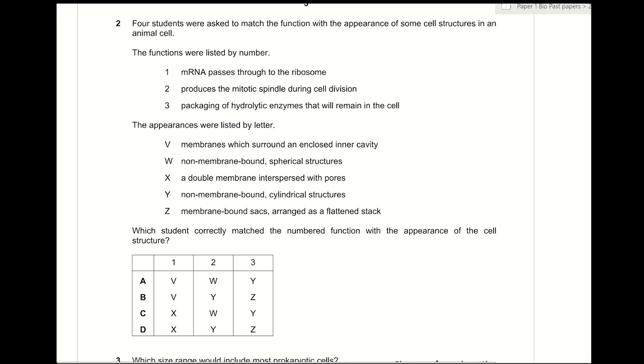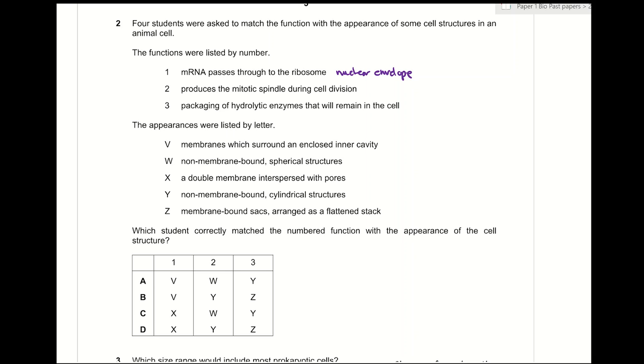Question number 2. 4 students were asked to match the function with the appearance of some cell structures in an animal cell. The functions were listed by number. Which student correctly matched the numbered function with the appearance of the cell structure? Now, let's start with 1. mRNA passes through to the ribosome. As we all know, mRNA leaves the nucleus via the nuclear envelope, containing many pores to allow so. Therefore, here we are looking for the nuclear envelope, and we have the choices between V and X.